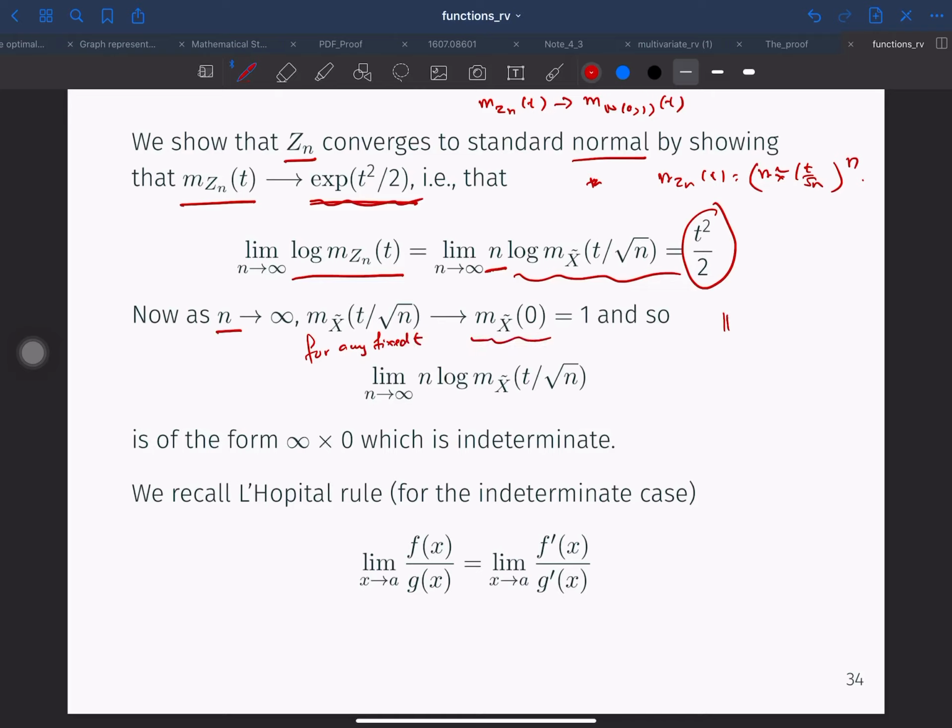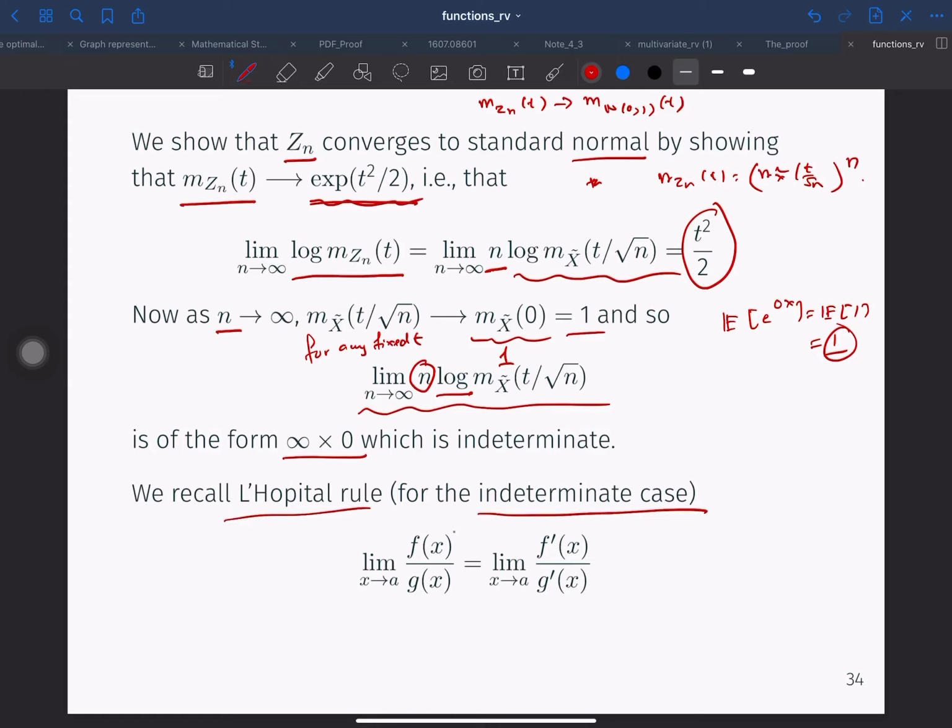And that is nothing more than the expected value of e to the 0 times x, just the expected value of 1. So it has to be equal to 1. And so this limit is of the form n times the logarithm of 1, so that is of the form infinity times 0. So this limit is indeterminate. You can't directly evaluate it. But luckily, you know from your days of calculus that in the indeterminate case, you can just invoke L'Hopital's rule.